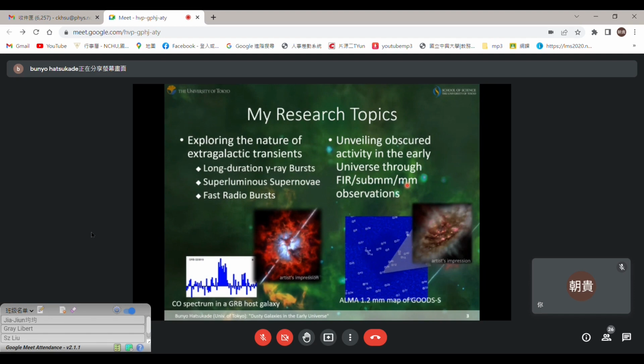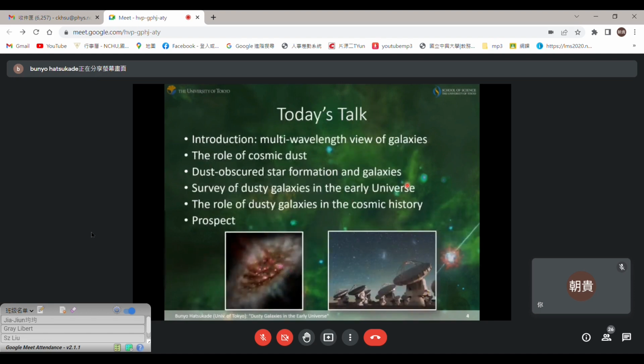The other topic is unveiling obscured activity in the early universe through far-infrared, submillimeter, and millimeter observations. This is today's topic of my presentation. Today I'm going to talk about the dusty universe. First I will show you the multi-wavelength view of galaxies as an introduction, then explain the role of cosmic dust, which is very important to understand the formation of planets, stars, and galaxies in the universe.